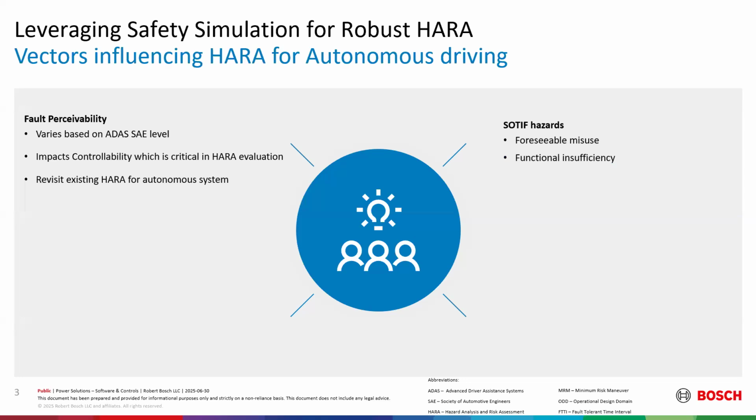Next, we have to focus on SOTIF hazards. The above-mentioned example is one case where it was functional insufficiency, but we have to look into functional insufficiency and also foreseeable misuse. Then we have to look into the cybersecurity threats, the threats that can impact the integrity of the safety functions. We have to import it into HARA.